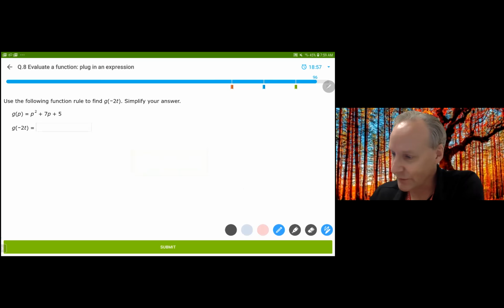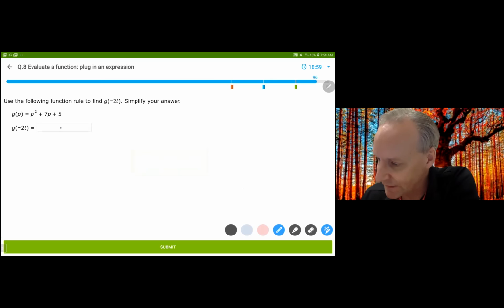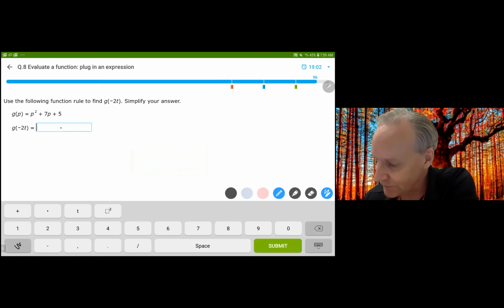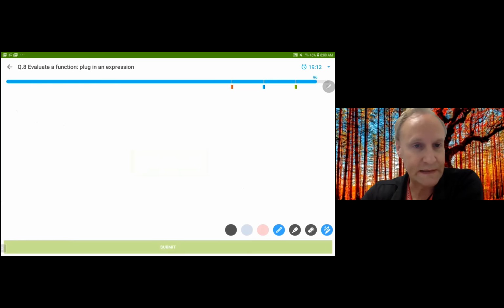This one's a little tougher, but I can probably do it in my head. I'm just going to put in the negative 2t, and I'm going to square it. I'm going to get 4t squared. Then I'm going to multiply it by 7. I'm going to get minus 14t, and then I'm going to add the 5. Okay? Hopefully that's okay.